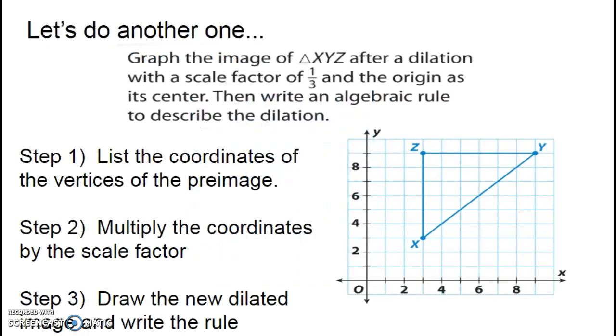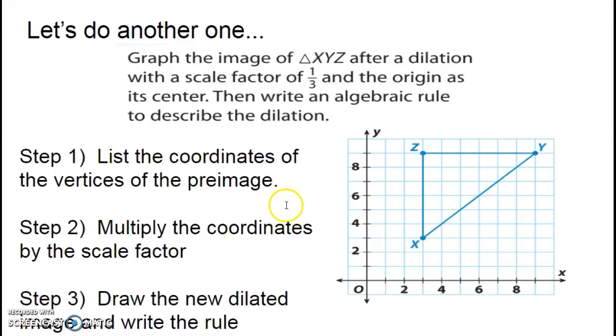Let's do another one. This one says graph the image of x, y, z after a dilation with the scale factor of 1/3 and the origin as its center. Then write an algebraic rule to describe the dilation. So here's your steps. List the coordinates of the vertices of the pre-image. So you can label x and put 3 and 3. Then you can label y and find those points, and z and find those points.